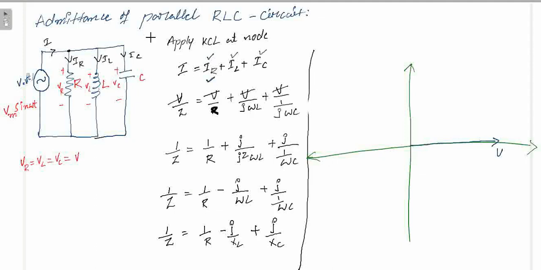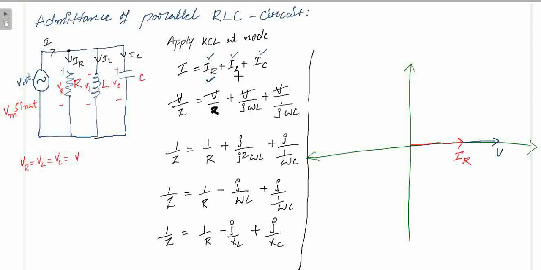IR is nothing but your current flowing through the resistor. Always the current flowing through the resistor is in phase with the voltage. So always it will be in phase with the voltage. So this is your phasor for your IR.